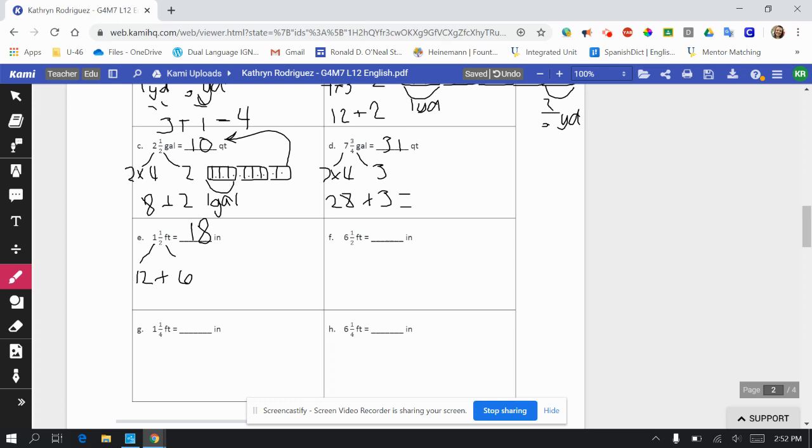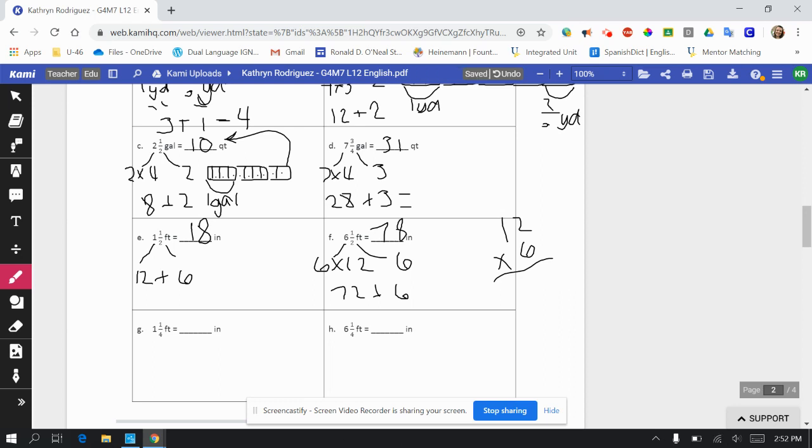All right, 6 feet would be 6 times 12. If you're not sure of how much that is, you might do multiplication over on the side. That is 72. And then half is 6 more inches. So here we have 78 inches.